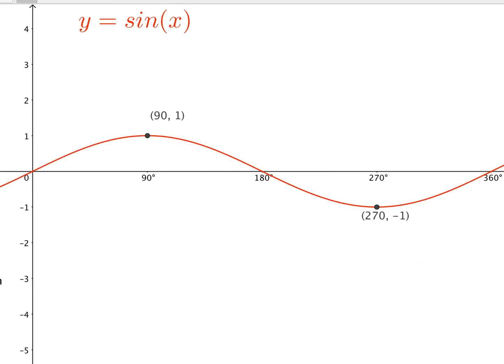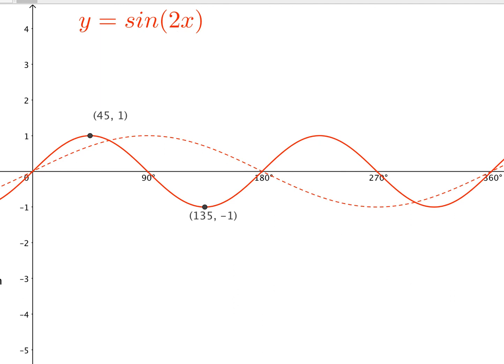So that was one change. A second change we looked at in the second video was if you put a number in front of x. This is affecting the input. You're doubling up x. Now that means, since you're doubling x up, you can put in for x half of what you used to. So for example, at 90 degrees, we got the peak of 1. Now we can say, make x 45, because double 45 is 90. So we can put in 45 in order to get 90 in the brackets.